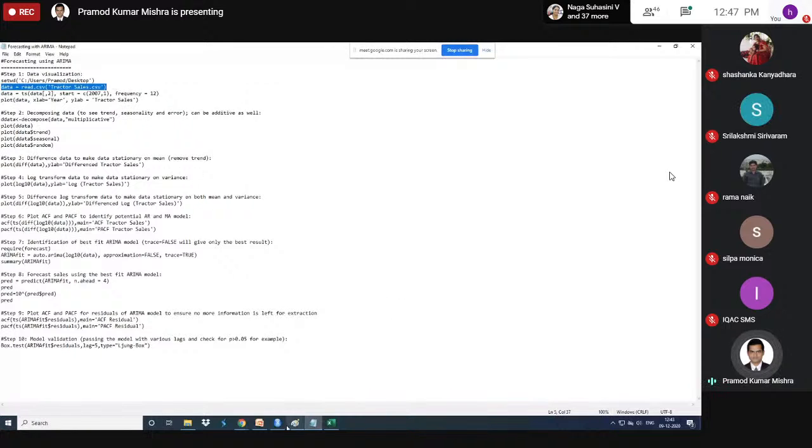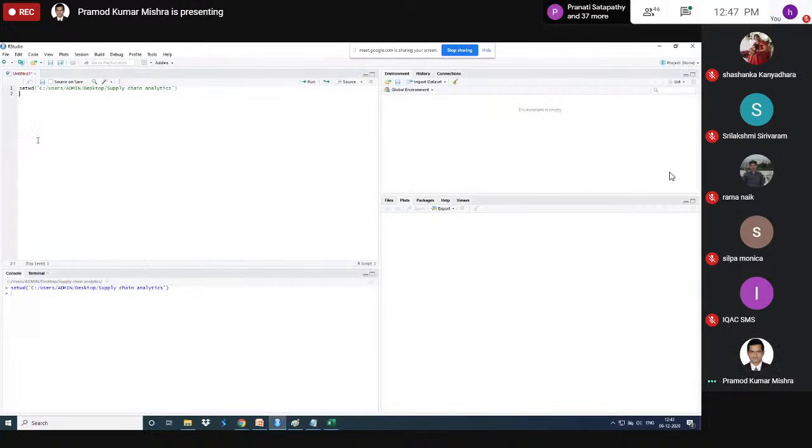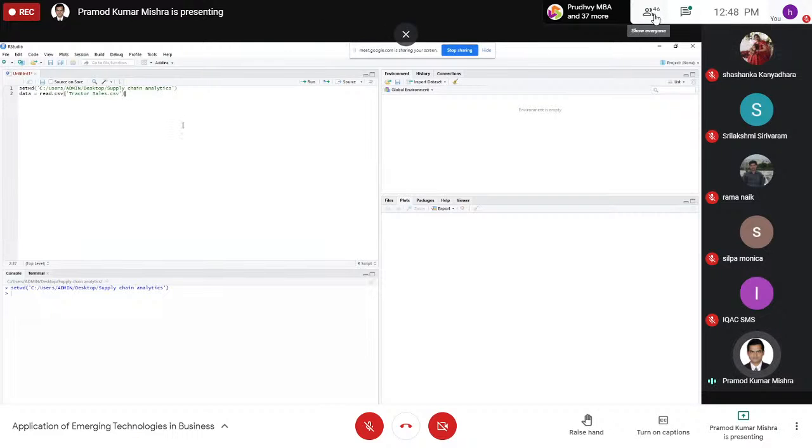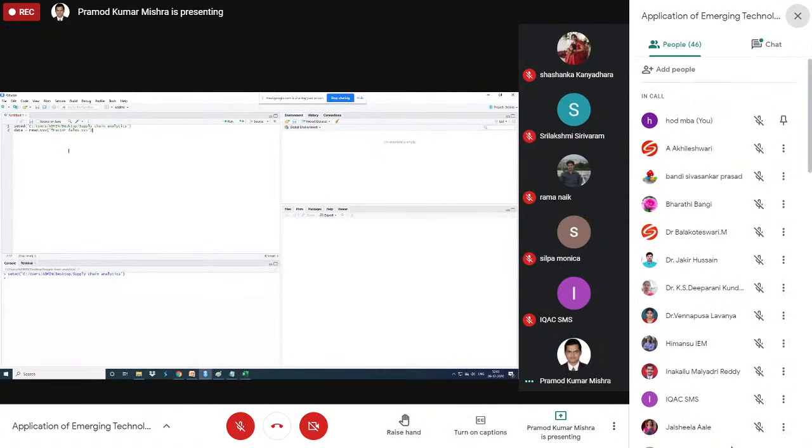What is my data set? I need to read from there. I've set my working directory, there is no issue with the path. Path is already selected. So I'm going to read the data, that is a CSV file, comma separated values. Most of the data sets are basically in CSV. So it is read.csv and the file name. Very simple.